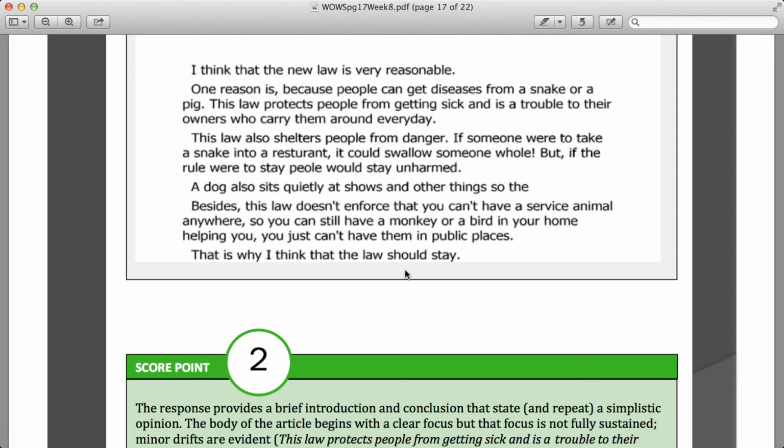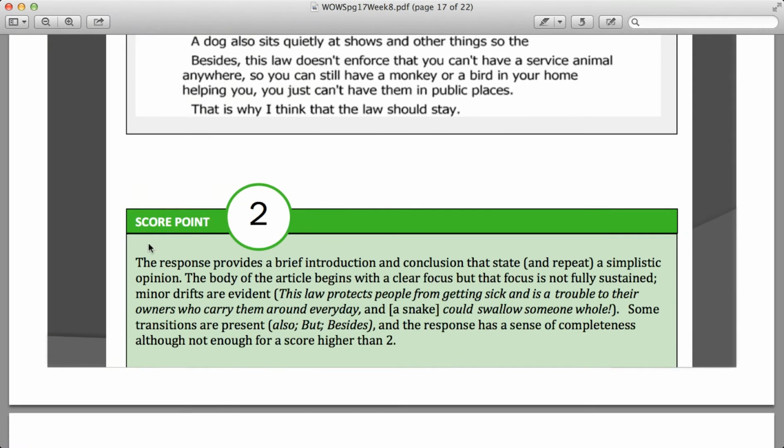Okay, so again, you're already noticing, right? I know you are. I know you're already noticing what you would change about this. And some of these things could have been changed even if the student took time to reread their work. You are untimed. You have plenty of time to do this. So you have plenty of time to reread your work. Here's what the grading person or people had to say. In this one, the response provides a brief introduction and a conclusion that states and repeats a simplistic opinion.